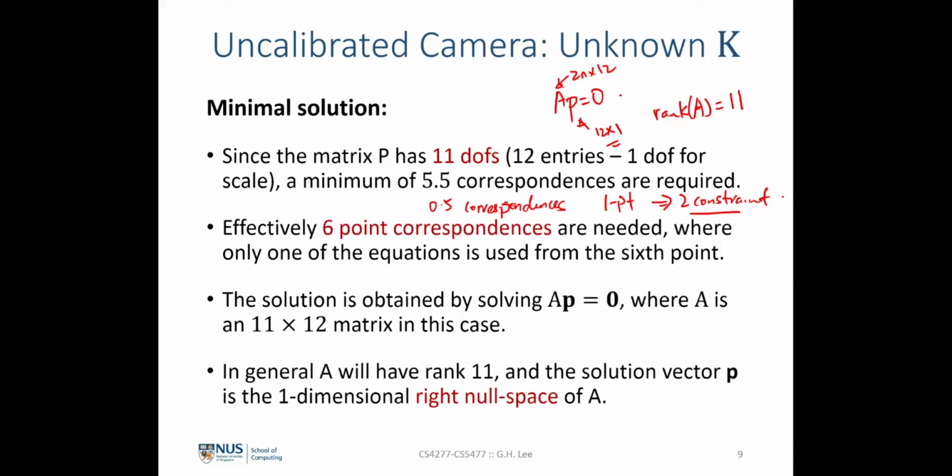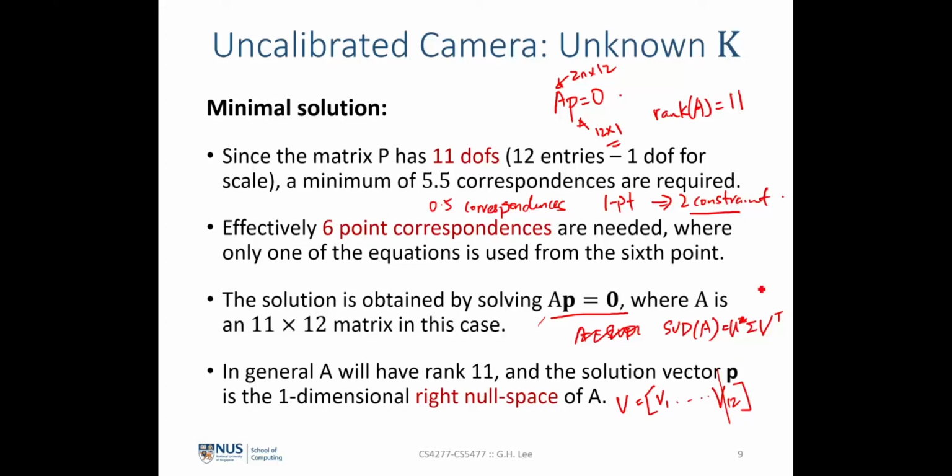And now for the solution, after getting the minimal equation of AP equals 0, we can simply solve for the unknown P using the right null space of A. So what this means is that we can take the SVD of A, which will give us the left singular vectors multiplied by the singular values multiplied by the right singular vectors. And V here can be rewritten as the collection of the right singular vectors, V1 all the way to V12. The solution of P would simply correspond to the last singular vector in V, which corresponds to the least singular value in sigma.